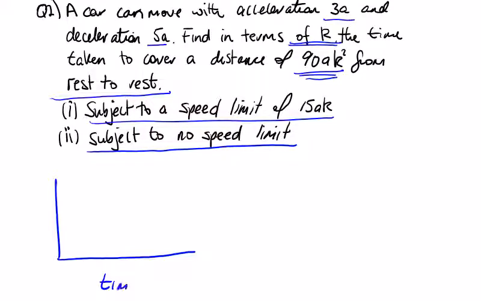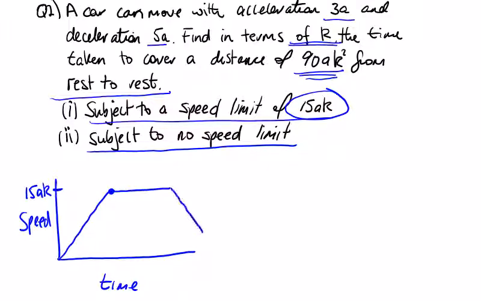So my time, my speed or velocity, there's going to be a limit here of 15 ak for my speed, 15 ak. So I'm accelerating to 15 ak, I'm continuing, and then I'm decelerating to rest. So what's going on here? Let's have a look. a is equal to 3a, and deceleration, I'll call it d, is equal to 5a. So we have our times here.